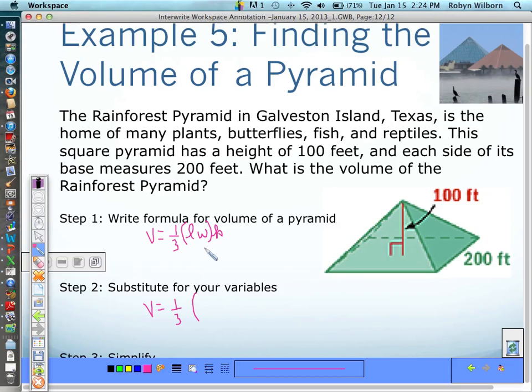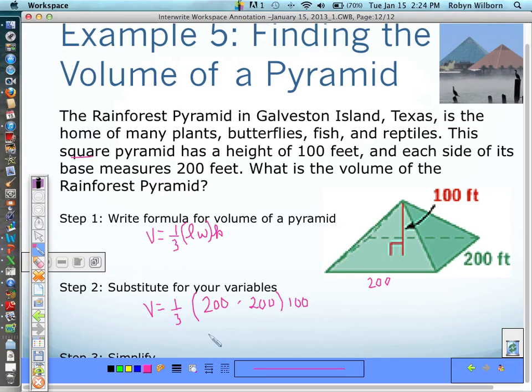We're going to substitute our length and our width. Does it tell us we have a square? Yeah, sorry, square pyramid. Yep. So it does tell us that we have a square. So this is going to be 200 as well. So we're going to fill in our length of 200. We're going to fill in our width of 200, and then we're going to fill in our height, and our height is 100.